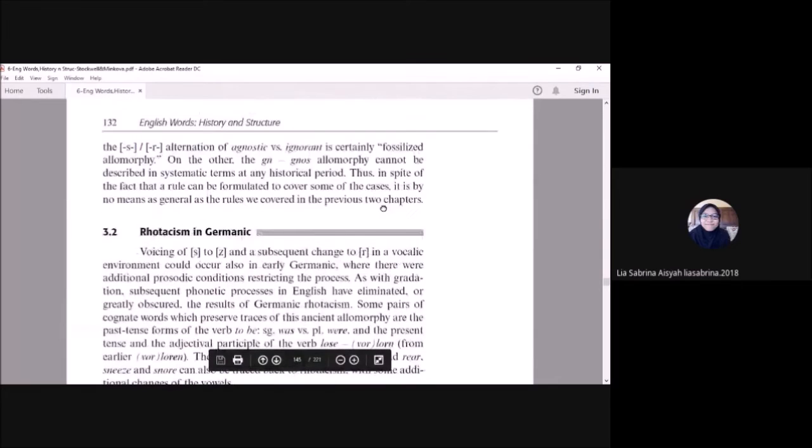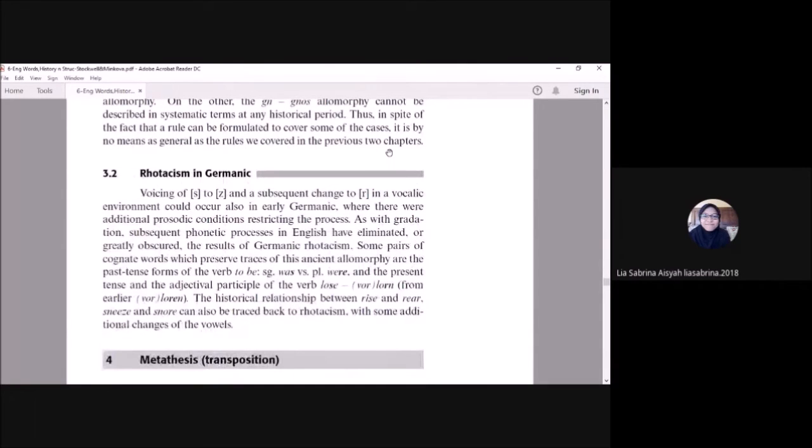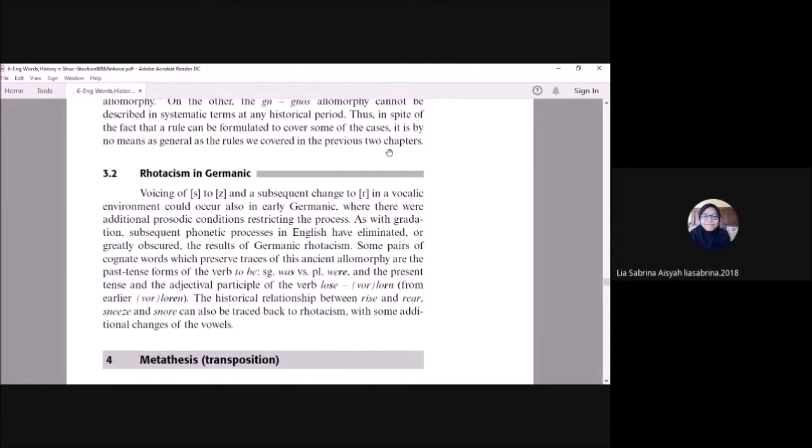To rhotacism in Germanic. In rhotacism in Germanic, there is voicing of S to Z and a subsequent change to R in a vocalic environment where there were additional prosodic conditions restricting the process. As with gradation, subsequent phonetic changes obscured Germanic rhotacism.